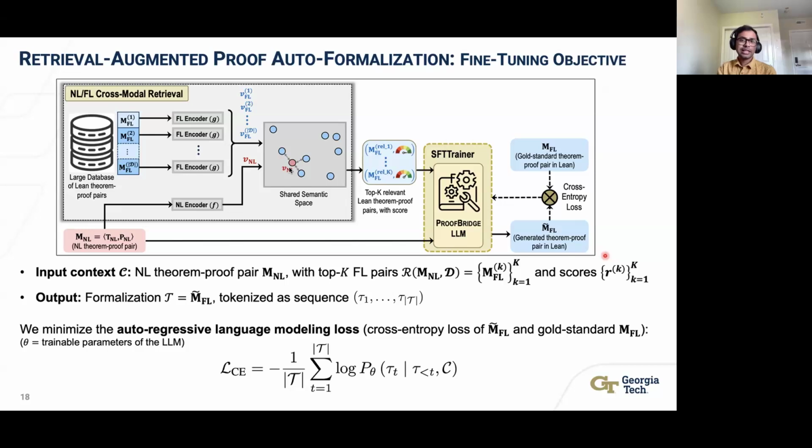We train the LLM by minimizing the standard autoregressive language modeling loss, which is essentially the cross entropy between the generated formalization and the gold standard Lean theorem proof pair. This allows the model to learn how to integrate information from both the natural language input and the retrieved formal language examples to provide correct, semantically aligned formal language proofs. So here we are just training the model with the cross entropy loss based on the generated Lean theorem proof and the gold standard theorem proof in Lean.